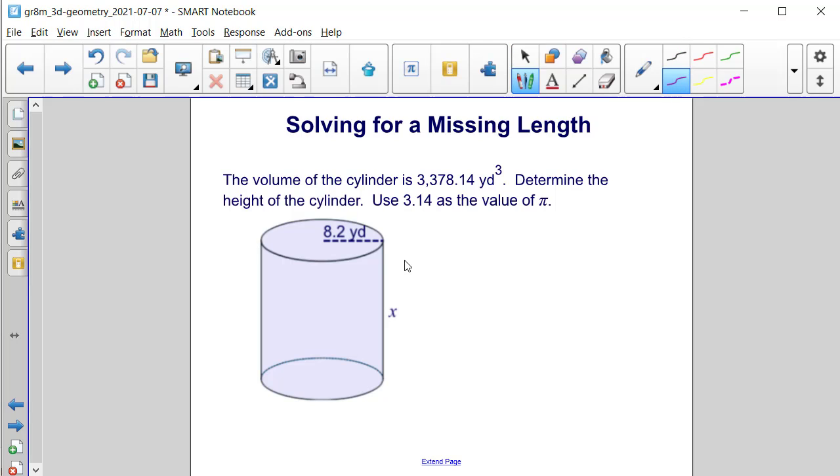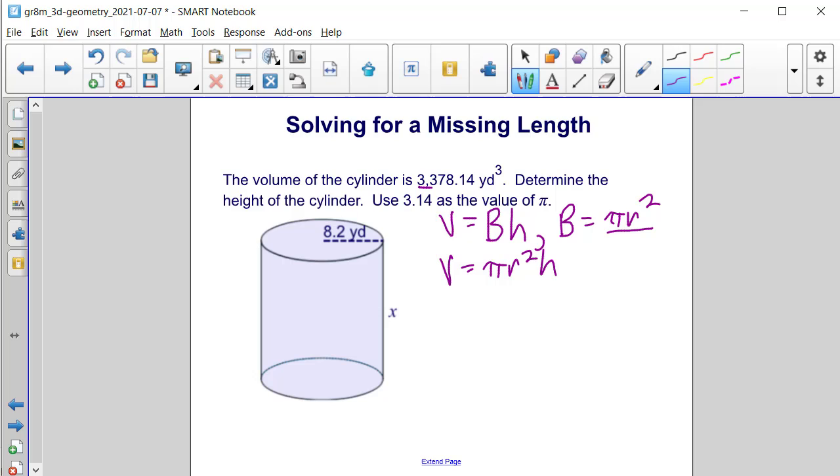Well, we know that because we have a cylinder, the volume is calculated using the formula V is equal to B, which represents the area of the base, times the height. But because this is a cylinder, its base is circular. So the area of that base is equal to pi times the radius squared. So let's substitute this expression in for capital B. We would get pi times the radius squared times the height.